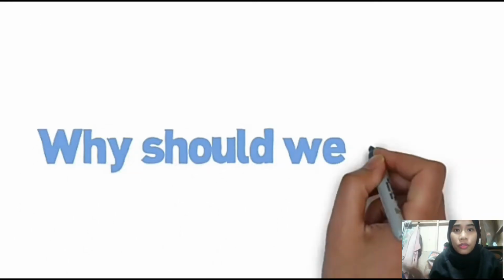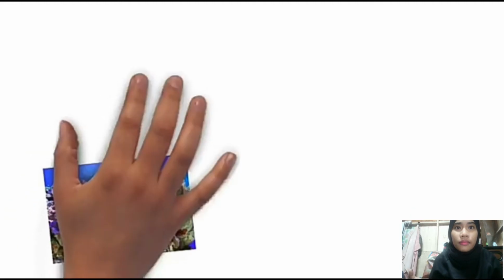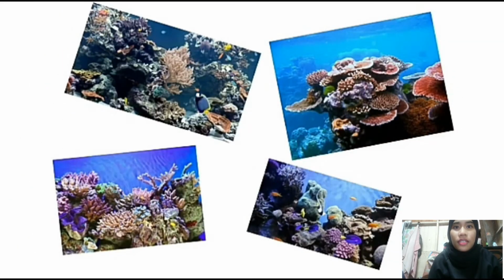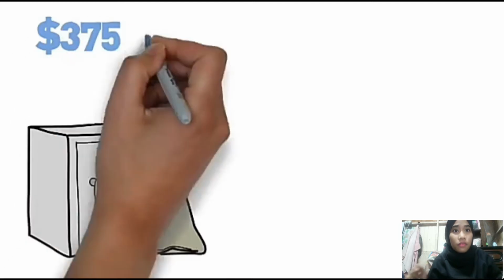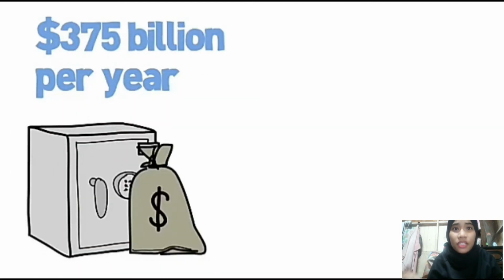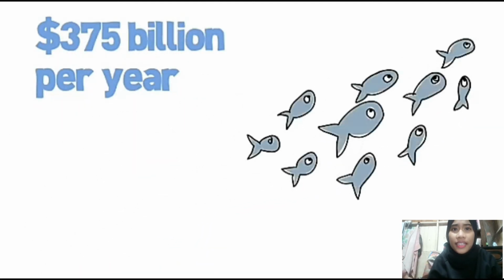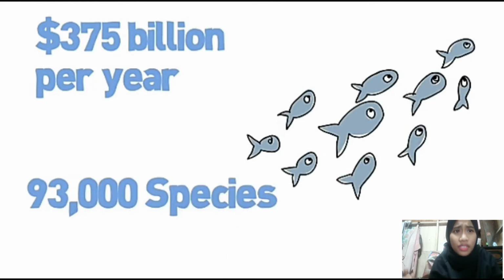So why should we care? It has been suggested that acidification could have devastating effects on corals, the organisms that build the coral reef. This ecosystem is worth up to $375 billion every year, and is home to 93,000 different species.